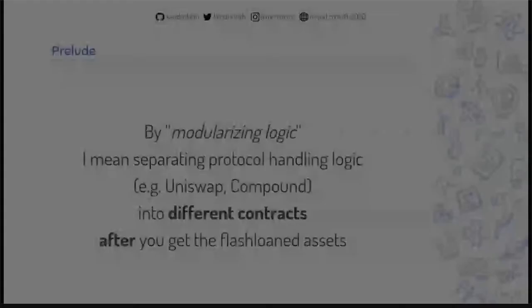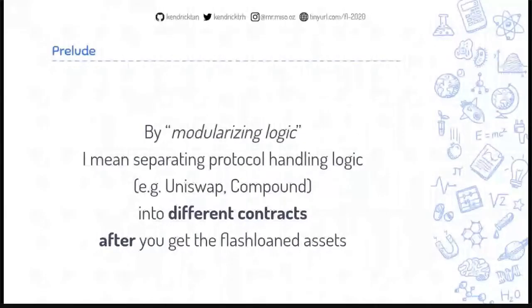So just before I start, I want to clarify what I mean by modularizing logic. By that, I mean that I'm separating protocol handling logic. So for example, Uniswap-specific logic, Compound-specific logic, and Maker-specific contract into different contracts after you get your flash loan assets. Now, if you haven't done a flash loan before, don't worry. I'll be going through some of the basics of a flash loan in this presentation.